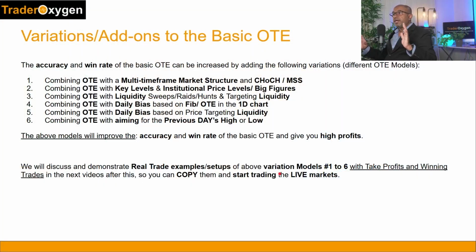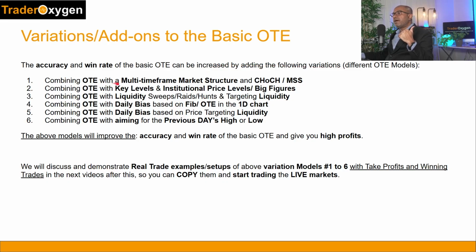Okay, now let's look at variations and add-ons to improve the basic OTE. So this is the golden part. The accuracy and the win rate of the basic optimal trade entry can be increased by adding these variations. Here we have listed 6 variations. There are more than these.